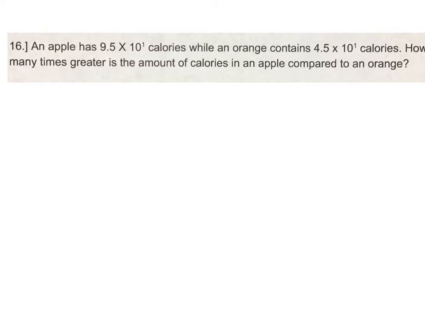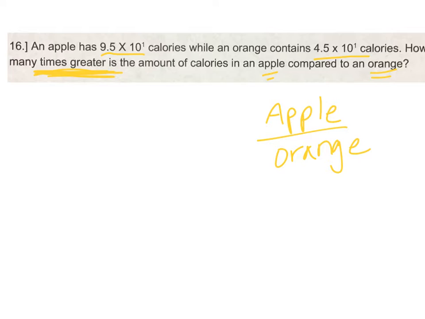An apple has 9.5 times 10 to the first calories, and an orange has 4.5 times 10 to the first calories. How many times greater is the amount of calories in the apple compared to an orange? So we're going to compare an apple to an orange. How many times greater? That indicates that this is a division problem.